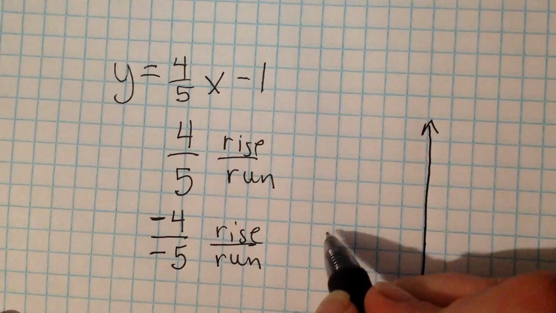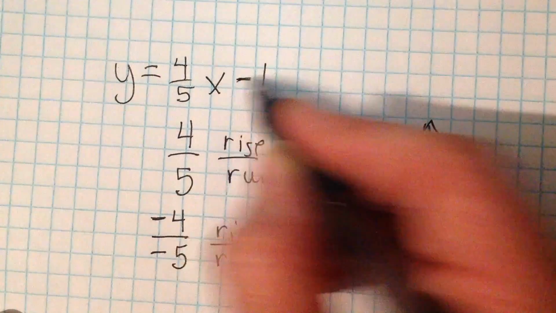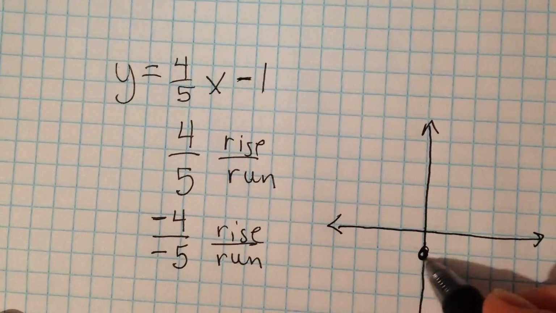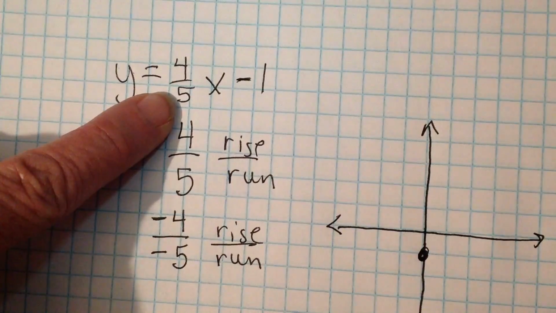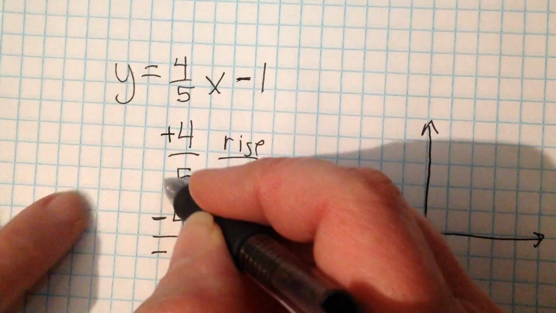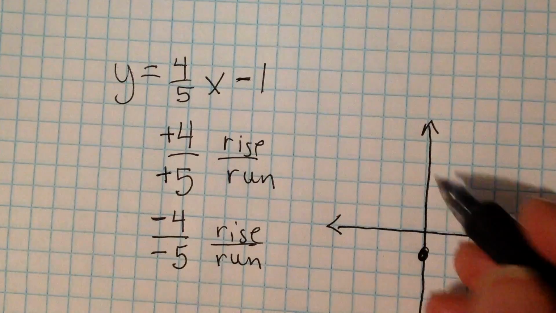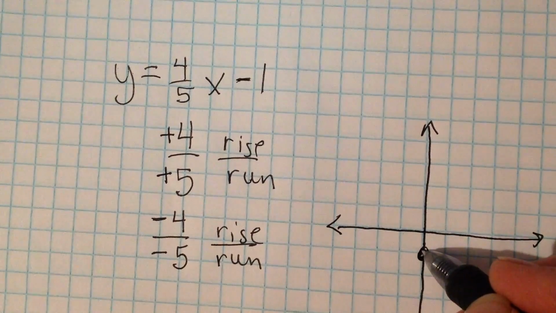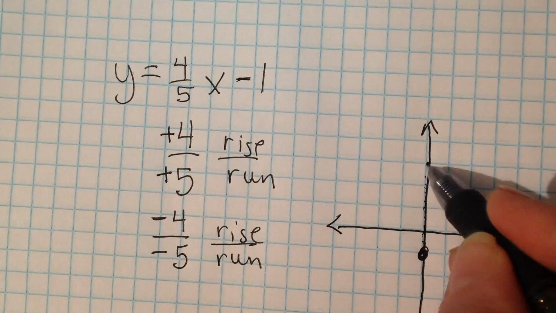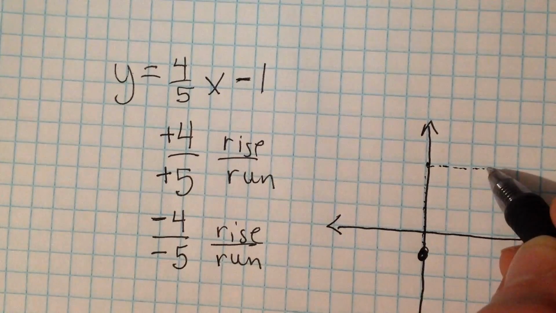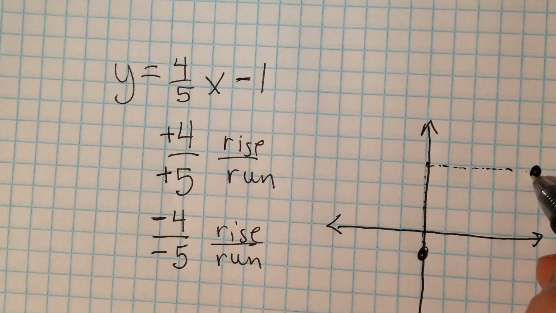If I was to plot the y-intercept of this problem at -1, I would go down to -1. Your rise is 4, your run is 5. So if I rise 4 positive and run positive 5, let's see what we would get. Rising 4: 1, 2, 3, 4, and running 5: 1, 2, 3, 4, 5. There's a point on the line.